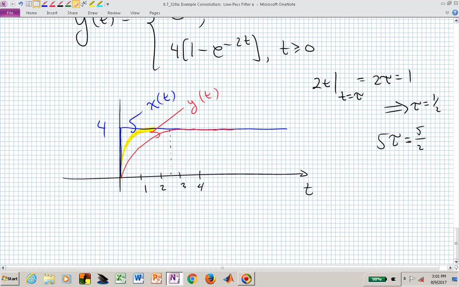But that's now what happens when we low-pass filter a constant. And that should be consistent with your intuition and your ideas about what we would have expected.